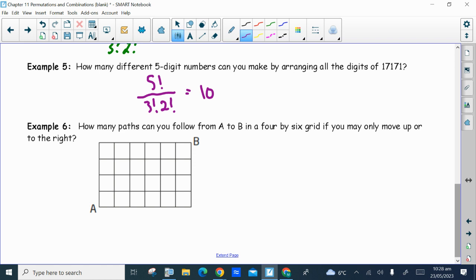So you can also use this same process for these pathway questions. How many paths can you follow from A to B in a 4x6 grid if you may only move up or to the right, which means you're always moving closer to B? So this is an example of pathways with repetition. So here's how this would work.